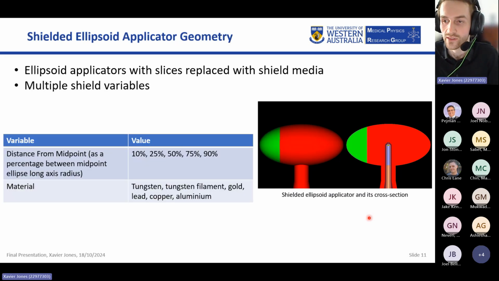Ellipsoid applicators with shielded sections were also produced, indicated here. Again, multiple models were produced with different shield variables. The materials used are the same as discussed previously, and distances from the midpoints are now expressed as percentages between the midpoint and the ellipsoid long axis radius.